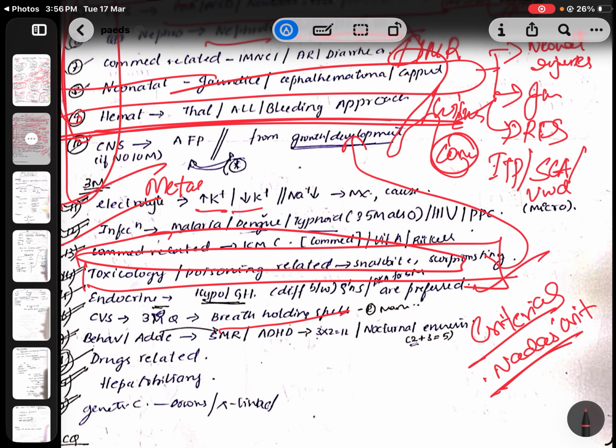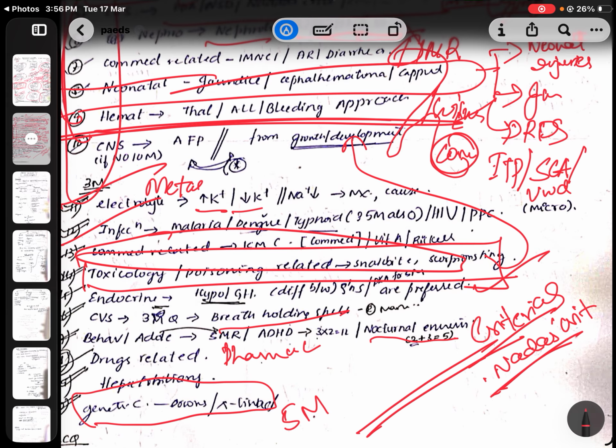And one question related to your behavioral thing, for example ADHD or pica, some nocturnal enuresis, something related to that can also be asked. And one obviously pharmac related thing and genetic related thing, this can be asked also for 5 marker. Again, what is the major important thing which you need to understand from 3 marker itself? Toxicology and genetics.